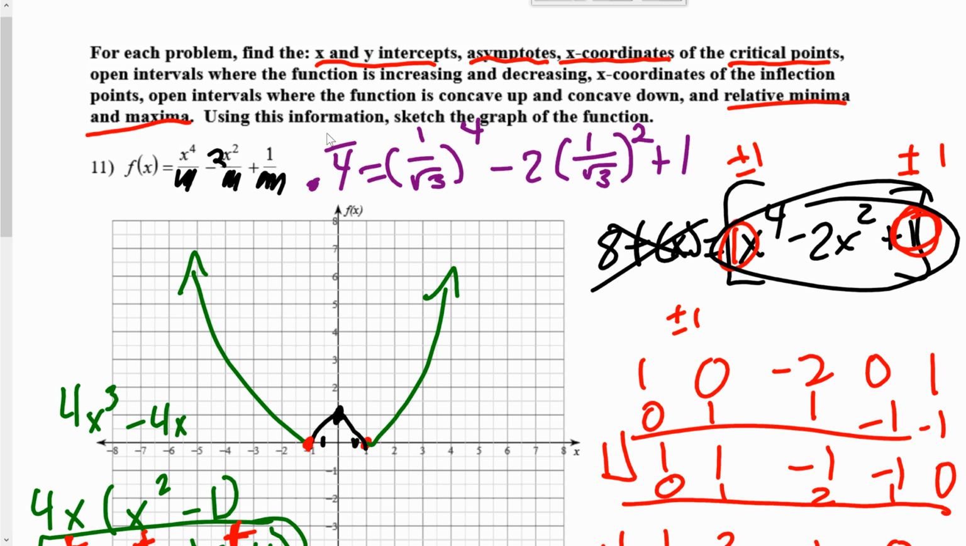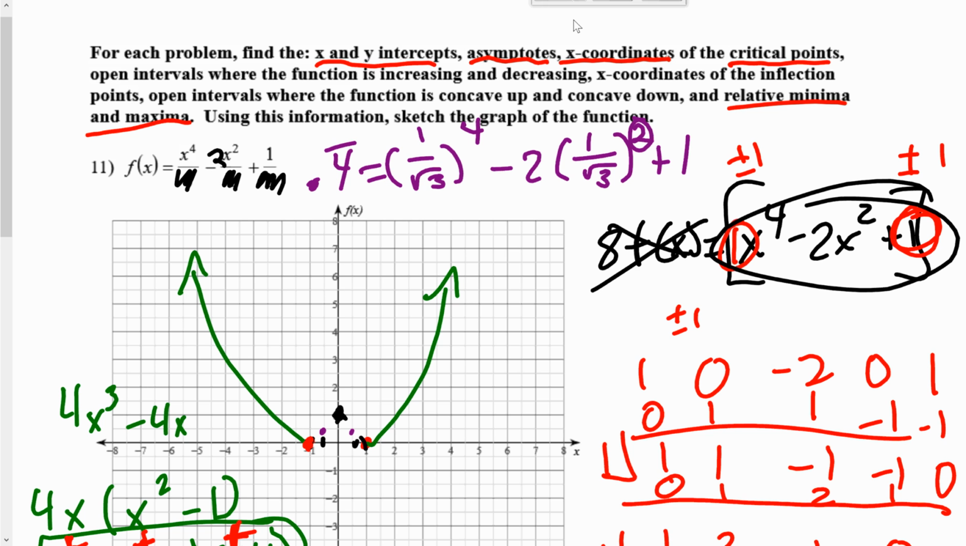So I get 0.4 repeating. So 0.4 is almost a half. So right below a half, somewhere down there should be my point. And when I plug in the negative, I'm going to get the same thing, right? Because it's to the 4th, which is going to turn that negative to positive. And it's squared, so it's going to turn that negative to positive, okay?